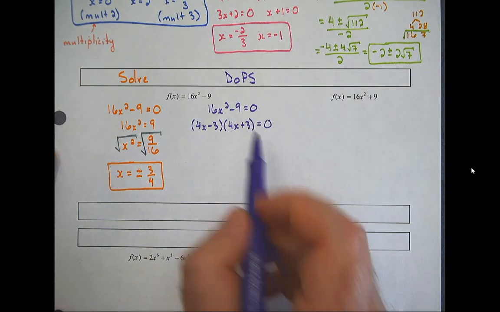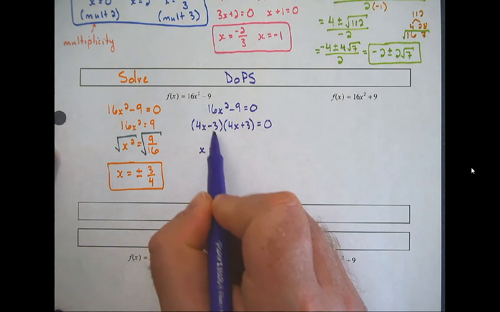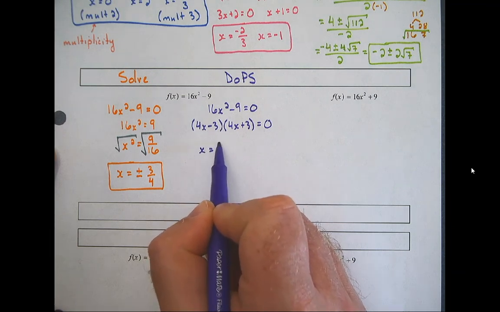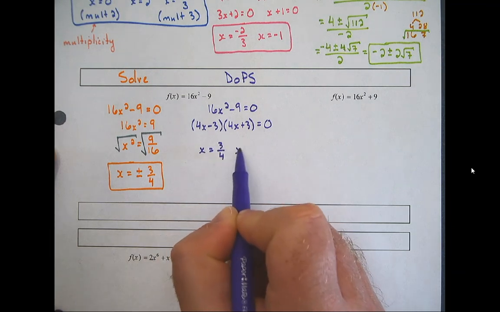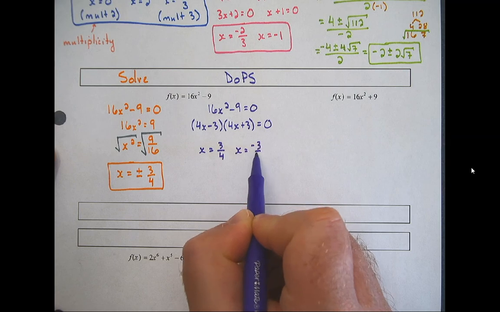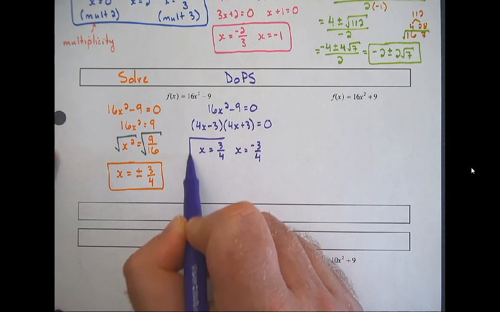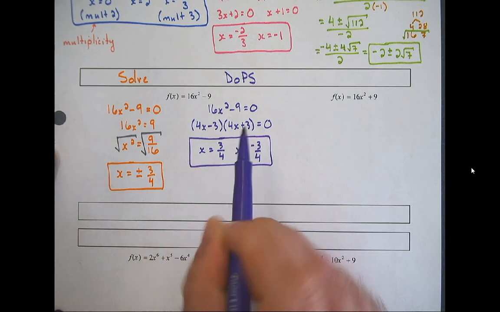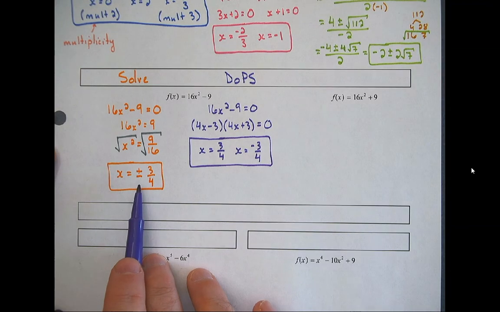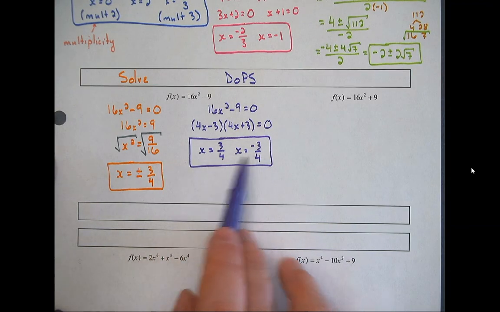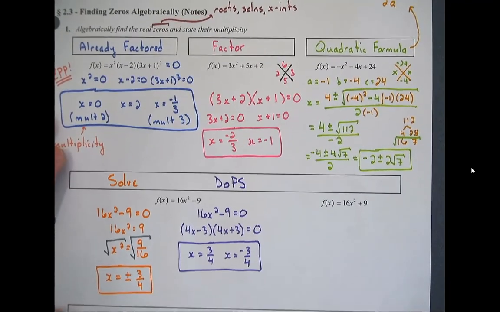Now I can ZPP this. X equals, bump over the 3, divide by 4, that's 3/4. Bump over the 3, that's negative 3, divide by 4, negative 3/4. How many solutions are here? 2. How many solutions are here? 2. Let's talk about that up here as well.